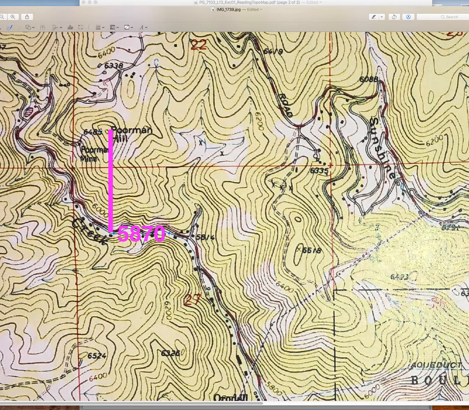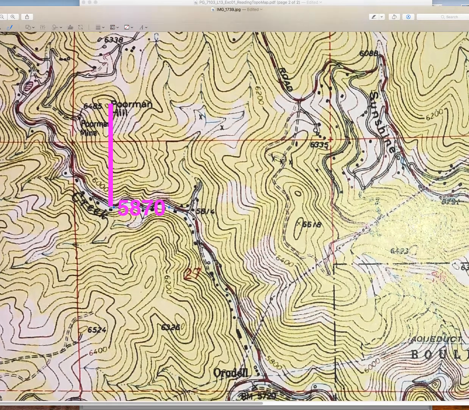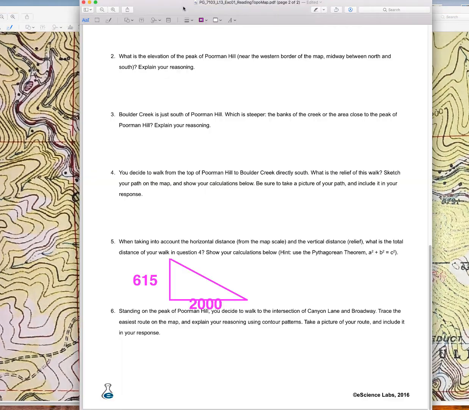And we know this is 6,480. So your job is to figure out the relief. Take this number, subtract that number, and that gives you the relief. I think it's around 615 is what you get, right? I think I've already labeled that there. The next question asks us to use that 615, the relief. That's the vertical distance we go from 6485 down to 5870, 615. So that would be our A in this problem.